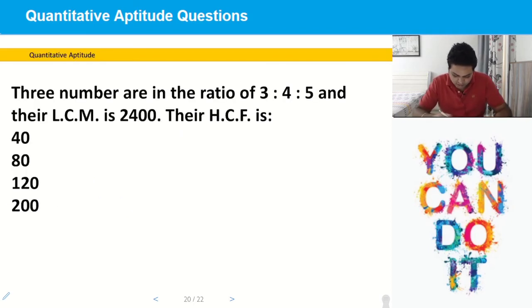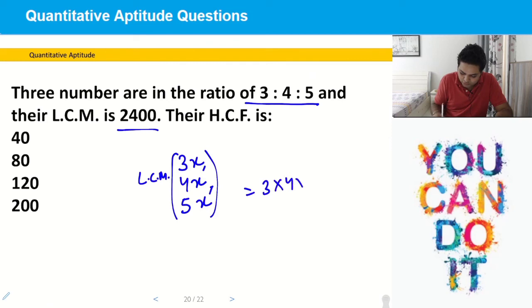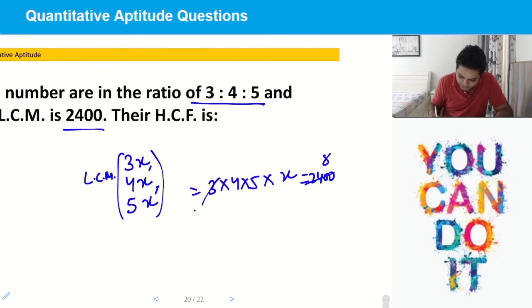Next is, three numbers are in the ratio of 3:4:5 and their LCM is 2400. Their HCF is? So these numbers are in the ratio 3:4:5. That means we can assume these numbers as 3x, 4x and 5x. Now their LCM is 2400. The LCM of these numbers will be equal to 3 into 4 into 5 into x, because x is common in all three of them. So that is equal to 2400. So you divide it, so it is 800.